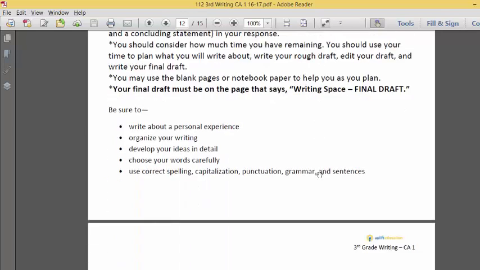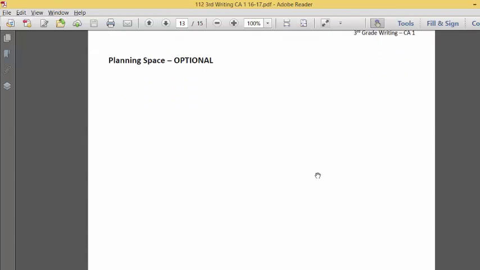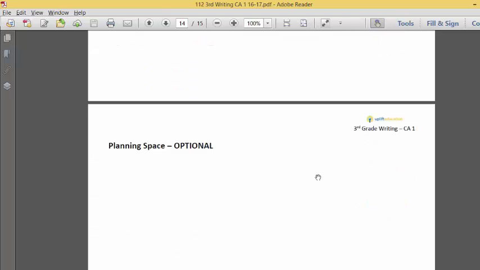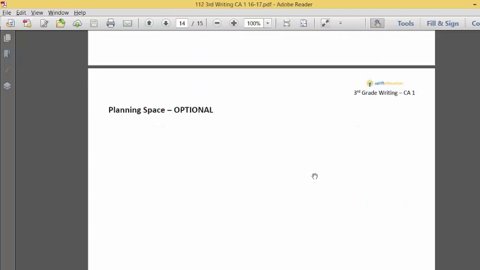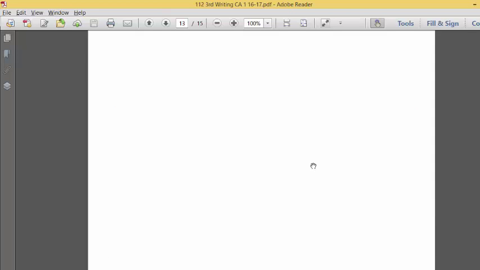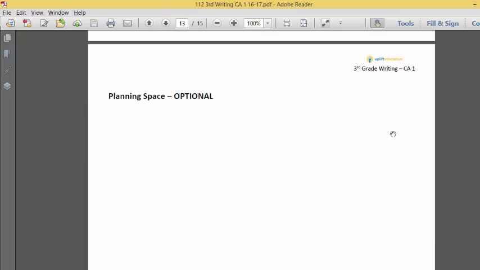The pages behind the prompt are for planning. While they aren't mandatory, it is a really good idea if scholars do use the planning space. One good reason that they should be using the planning space is if they happen to not finish CA1 because it is a limited time, you could grade based off of the rough draft or planning that they do in this space to help you as you're grading.